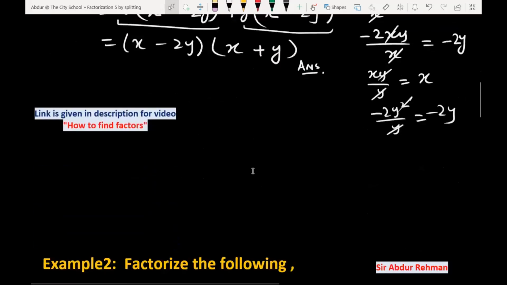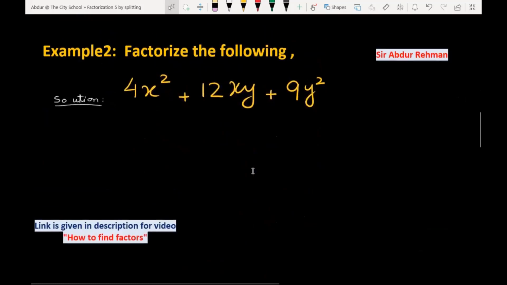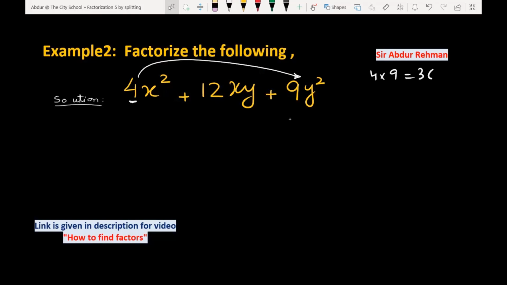Moving on to the second example, number 2. In example number 2, factorize the following: 4x square plus 12xy plus 9y square. There are two different variables x and y here. So the first step is you have to multiply the coefficient of x square with the coefficient of y square. So 4 times 9 will be 36.